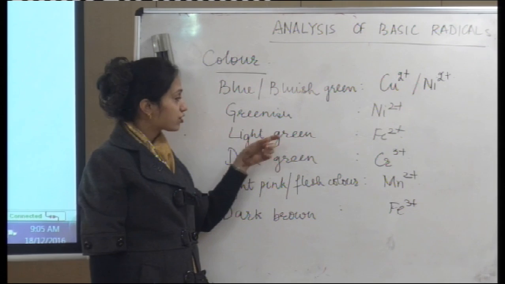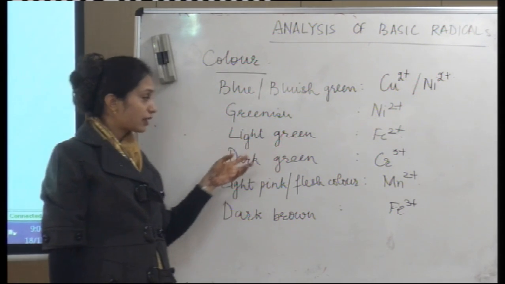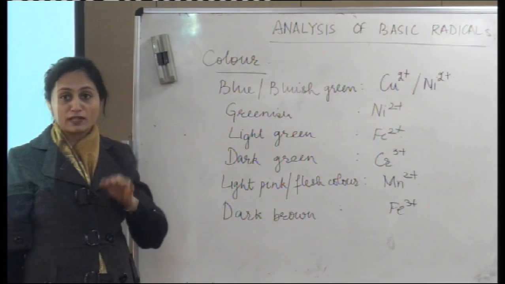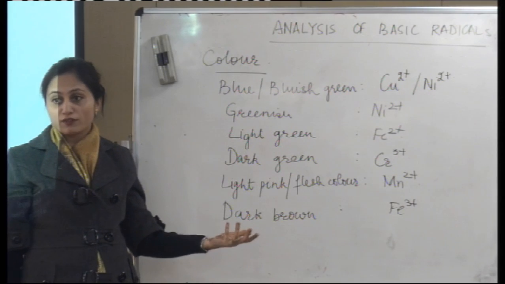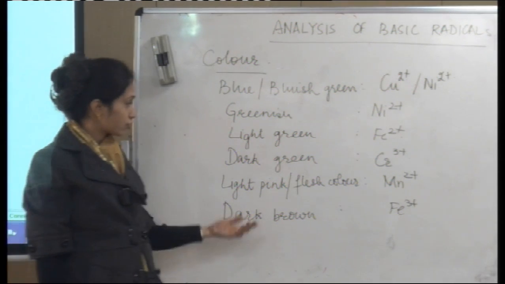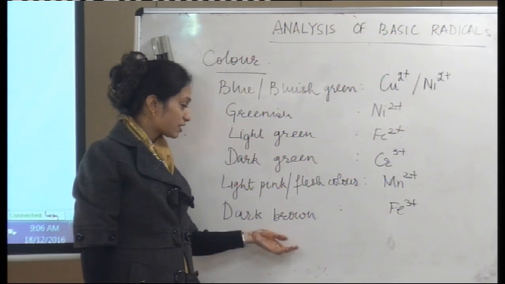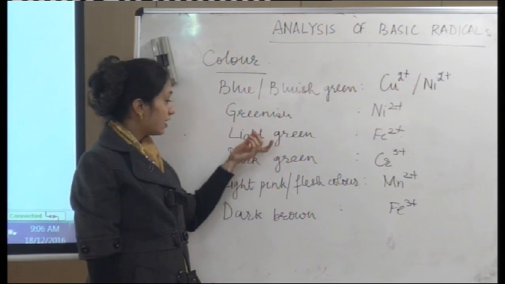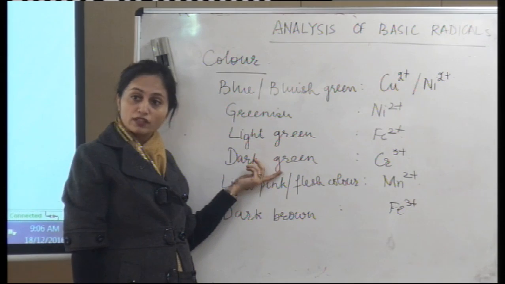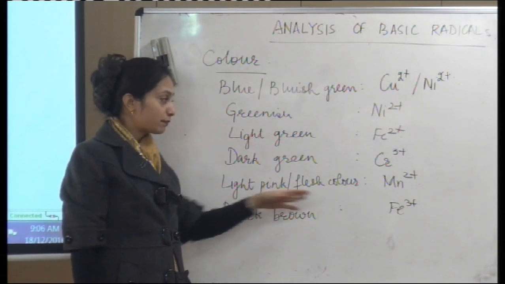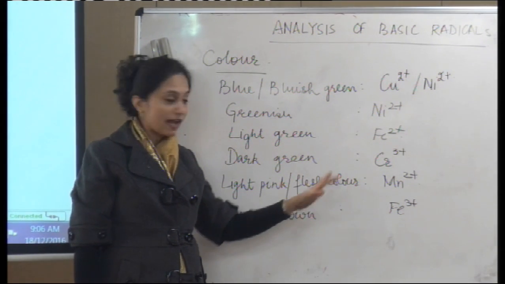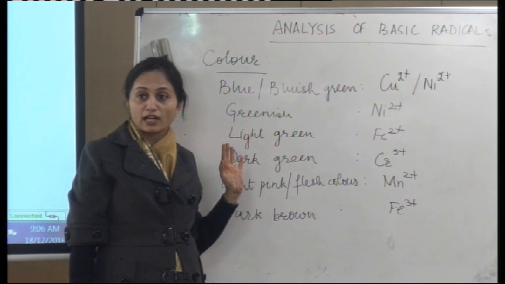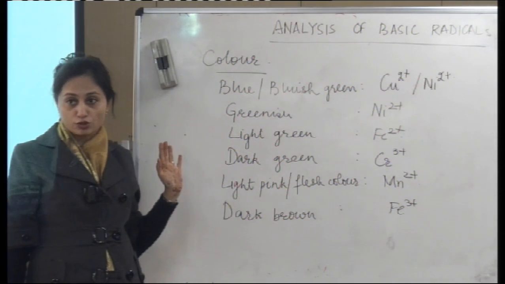Let me tell you, generally light green color is less available because your Fe2+ when kept in nature generally gets oxidized to Fe3+ the moment you put it in solution. So generally this also comes in combination with this. Dark brown color is Fe3+. Then dark green color for chromium, and light pink or flesh color is for manganese. So you should be able to make out these salts right at the first go itself.